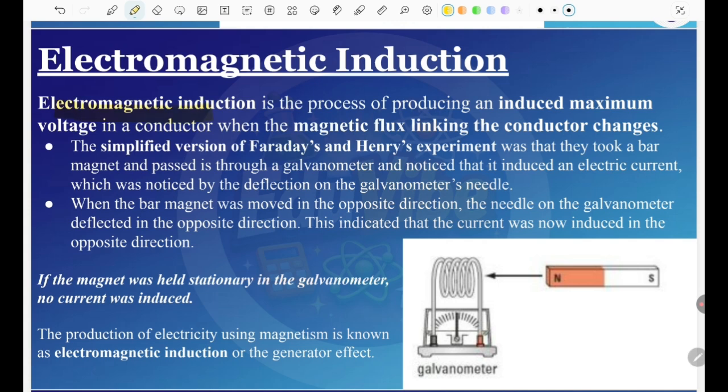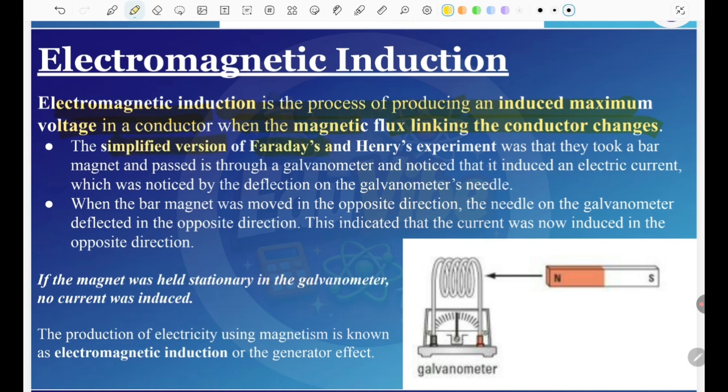Electromagnetic induction is the process of producing an induced voltage in a conductor. So producing an induced voltage in a conductor when the magnetic flux is changing through the conductor is called electromagnetic induction. That is just a small definition.